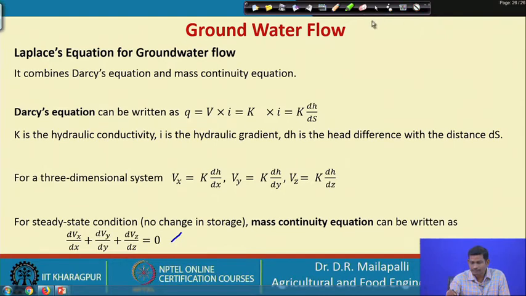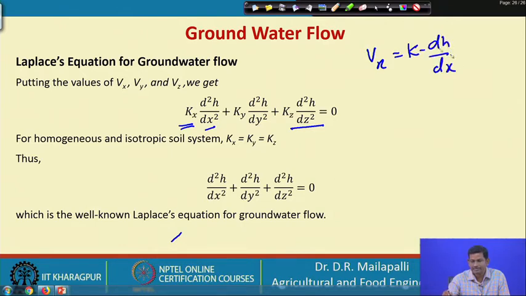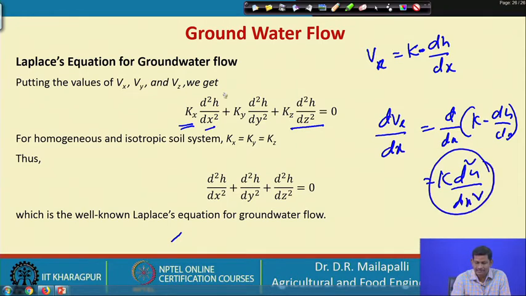Combining these two, you get Kx into d square h by dx square plus Ky into d square h by dy square plus Kz into d square h by dz square. We know Vx is equal to K into dh by dx, and in the mass conservation equation, dVx by dx is d by dx into K into dh by dx, so that will be K into d square h by dx square. This is in the x direction, and similarly for the y and z directions.